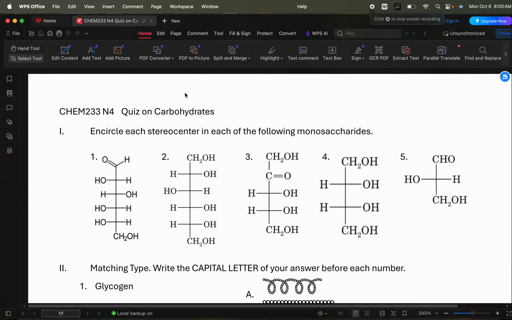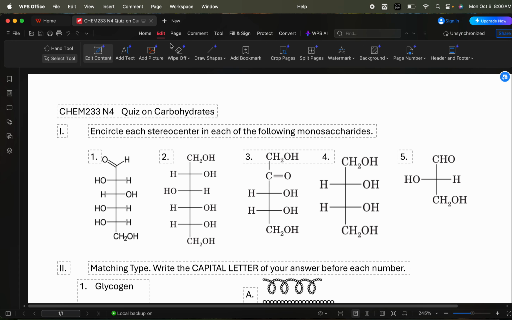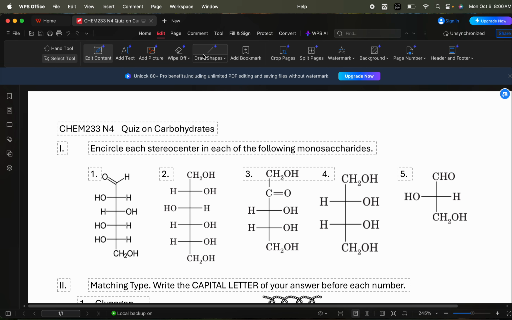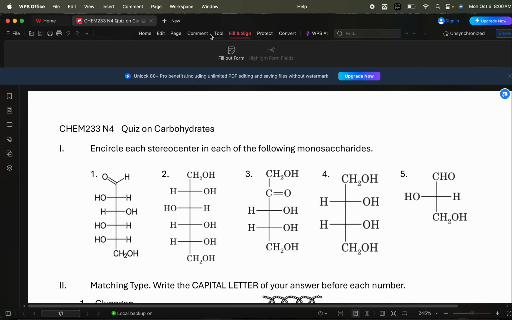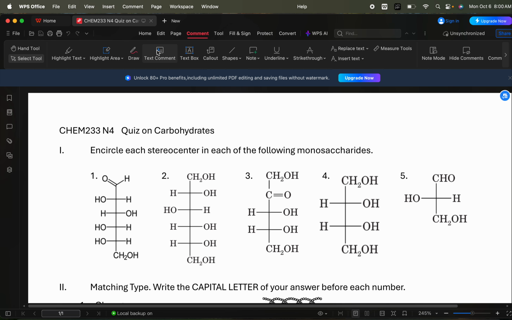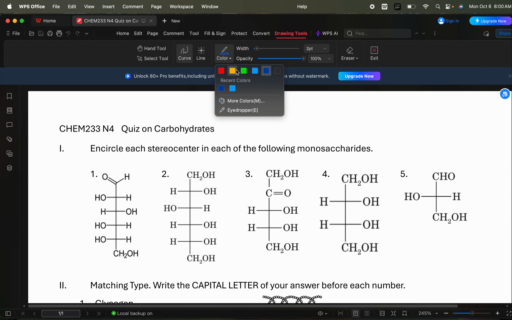Okay, so good morning. Let's answer your quiz on carbohydrates. So the first part was to encircle each stereocenter in each of the following monosaccharides. So let's recall. What we mean here is carbon stereocenter. So we are referring to each of the carbons, and this will be our basis to determine which of them is considered a stereocenter.